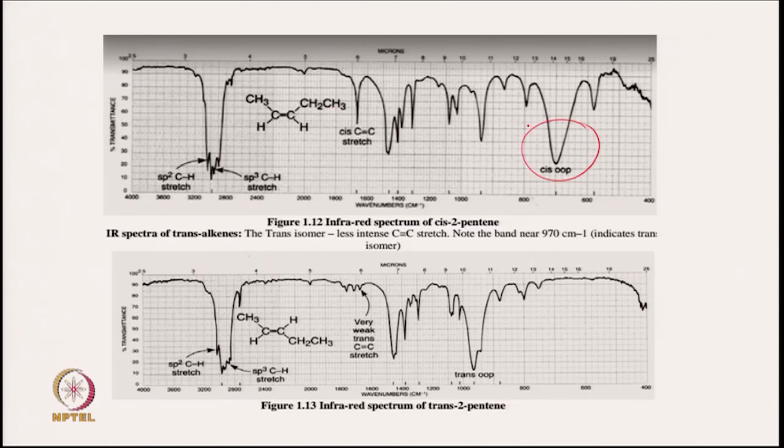Particularly you see this cis you have here, and for trans it is here. And similarly you can look at the stretching, sp2 CH stretching, sp3 CH stretching. So, just by looking at a spectrum of 2-pentene samples, you can tell which 2-pentene has cis configuration and which one has trans configuration.